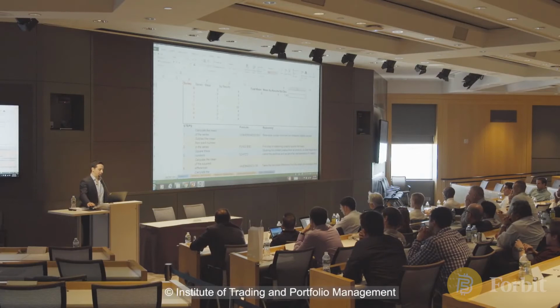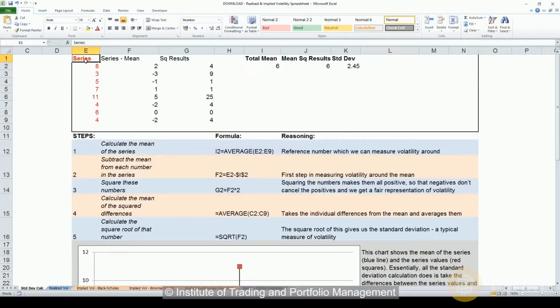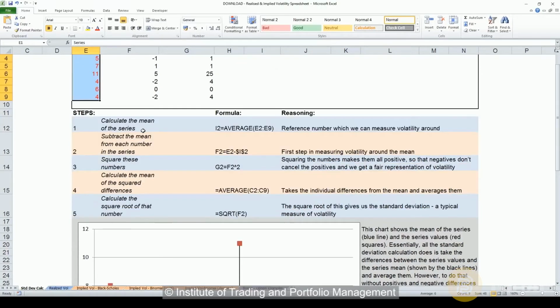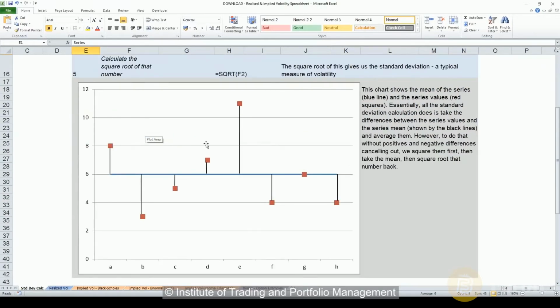The standard deviation calculation. Here I've got a series of numbers in red, and we're just going to calculate the standard deviation of this series of numbers to keep things simple. I'm going to explain it through this chart here. That series of numbers is represented by red dots on this chart. They're the data points.